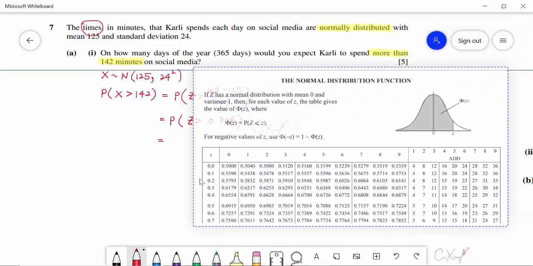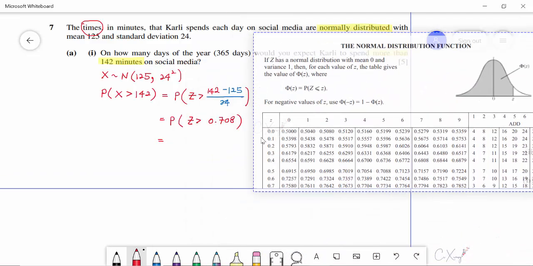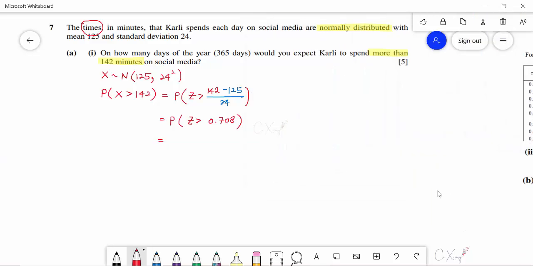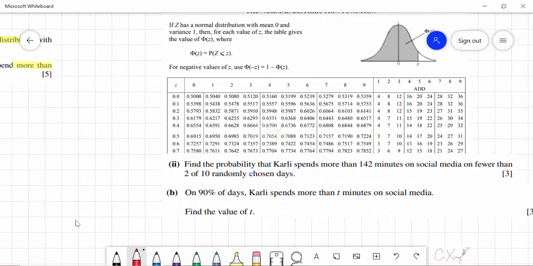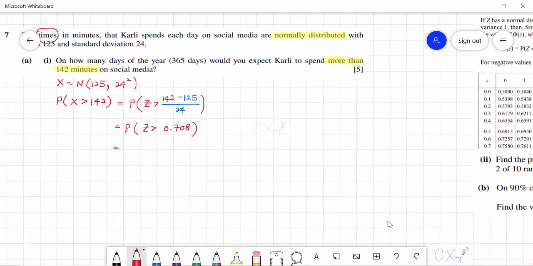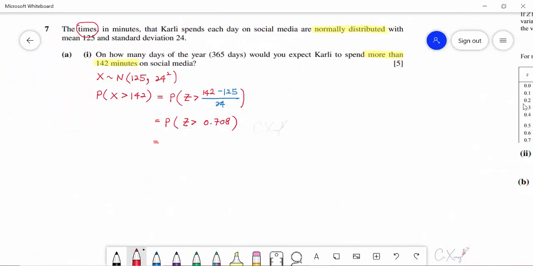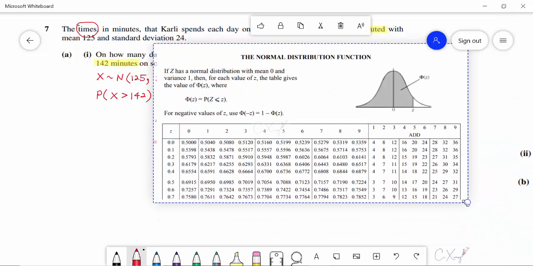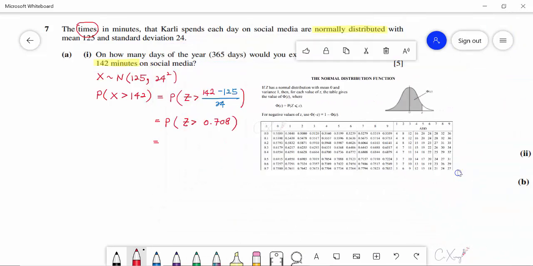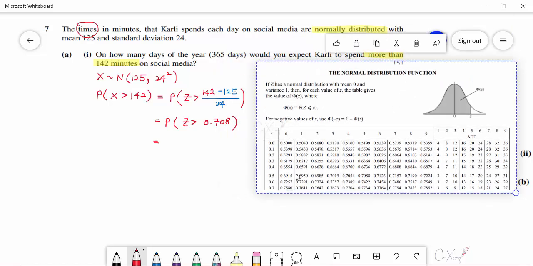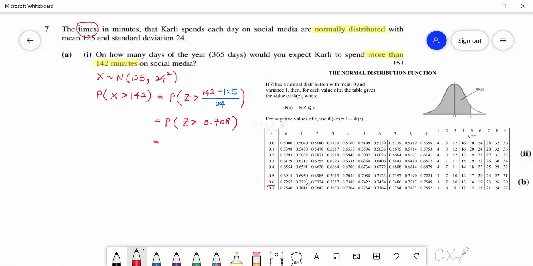And you need this table. Okay, so maybe I need to switch it. 0.708. Or maybe I can make it smaller. Okay, so you want to get the probability for 0.708. So 0.7 is this one, 70. Then you have to add the 8.